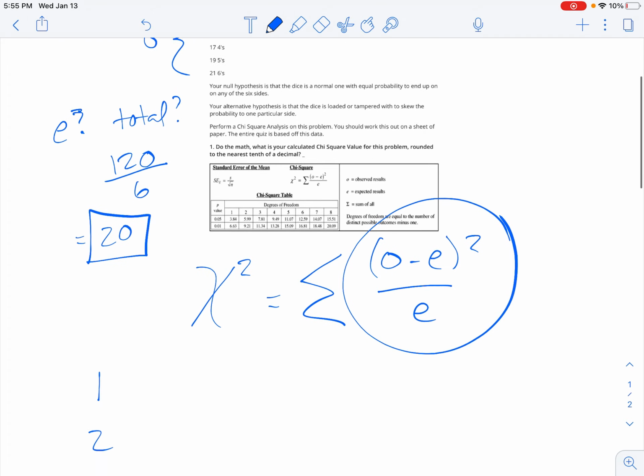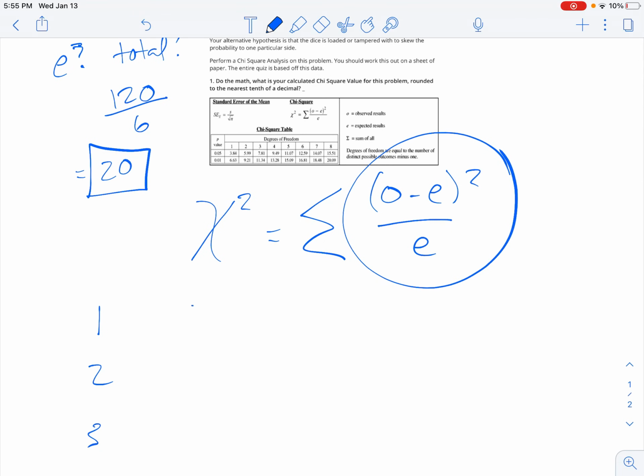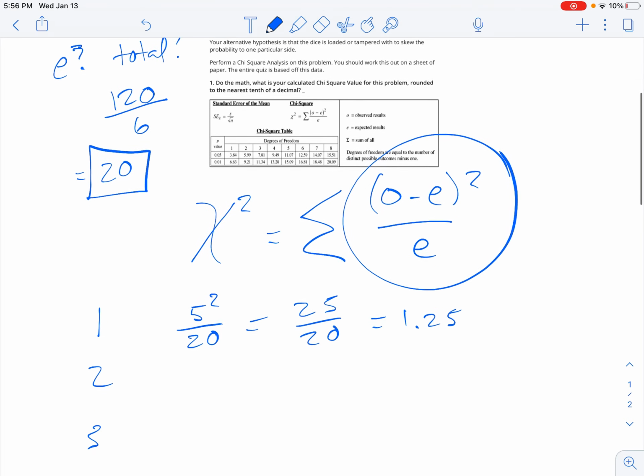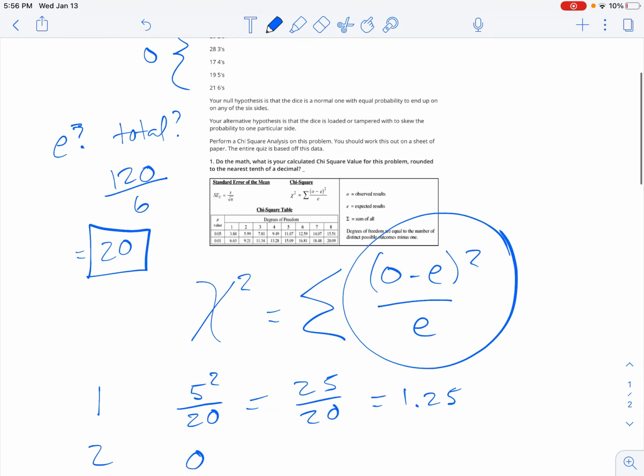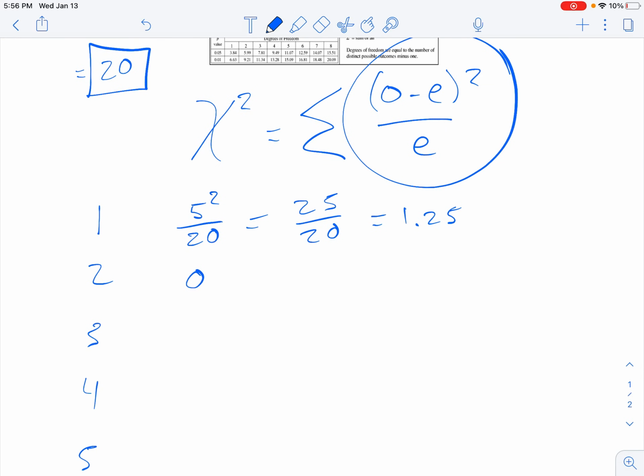Okay, so for number 1, we got 15, expected 20. The difference is 5. 5 squared over 20 equals 25 over 20. 25 divided by 20 equals 1.25. For number 2, we got 20, expected 20, so 0. For number 3, we had 28 threes. So the difference between 28 and 20 is 8. 8 squared over 20. 64 divided by 20 is 3.2.